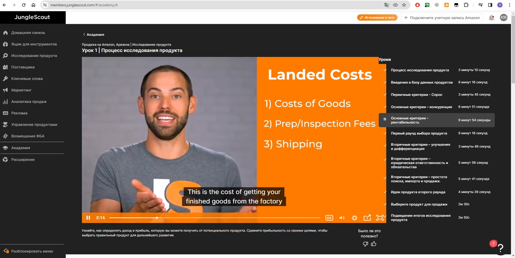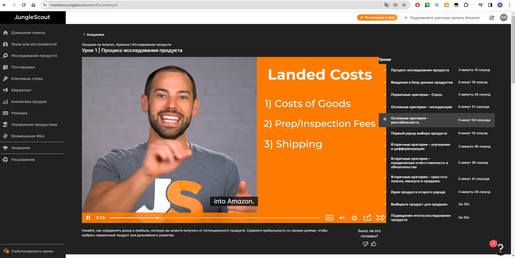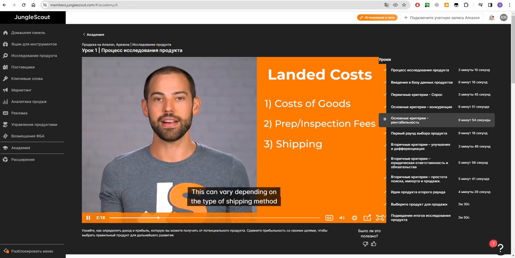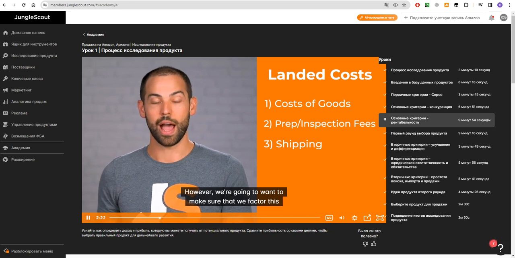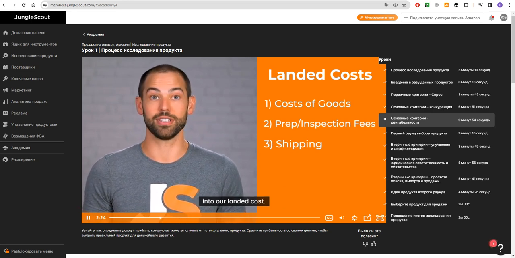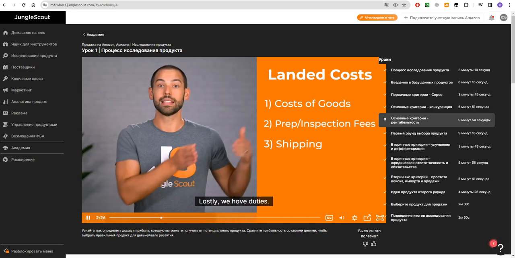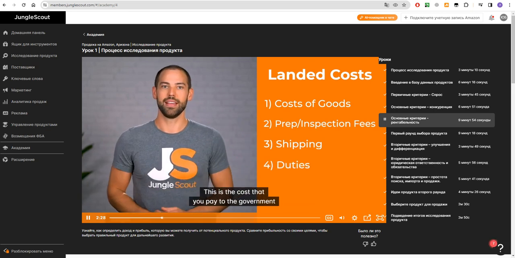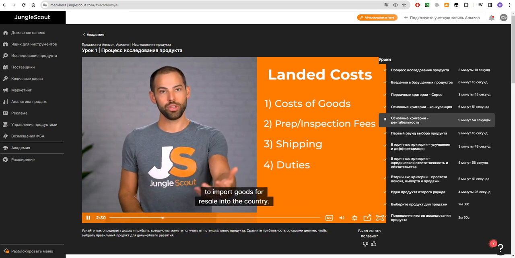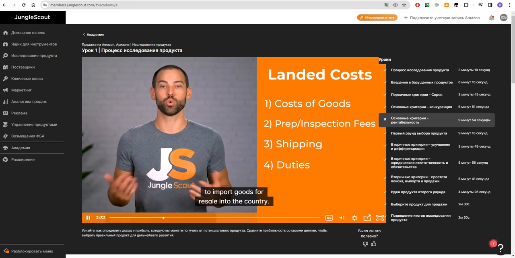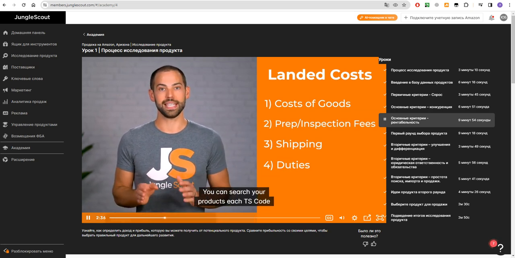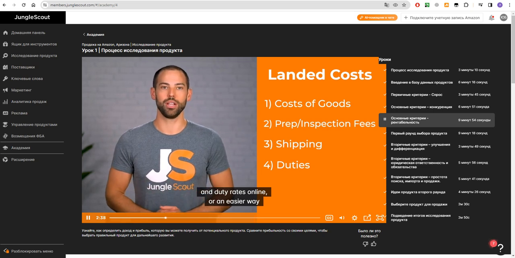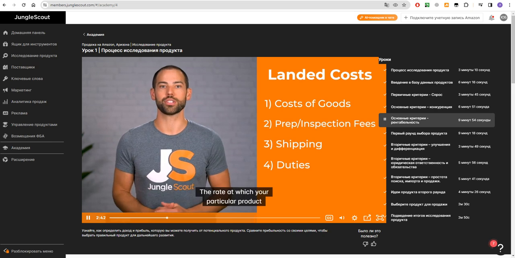Third, we have shipping. This is the cost of getting your finished goods from the factory into Amazon. This can vary depending on the type of shipping method that you choose to use. However, we're going to want to make sure that we factor this into our landed costs. Lastly, we have duties. This is the cost that you pay to the government to import goods for resale into the country. You can search your product's HTS code and duty rates online, or an easier way to figure out the duties is to just ask your freight forwarder.